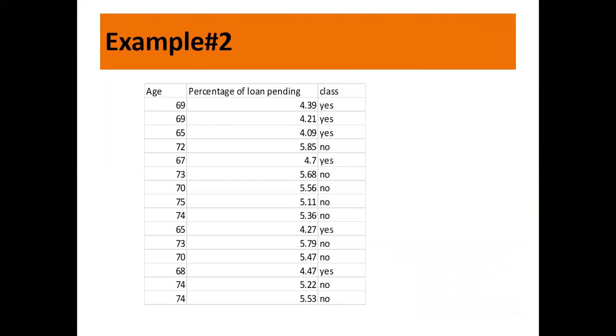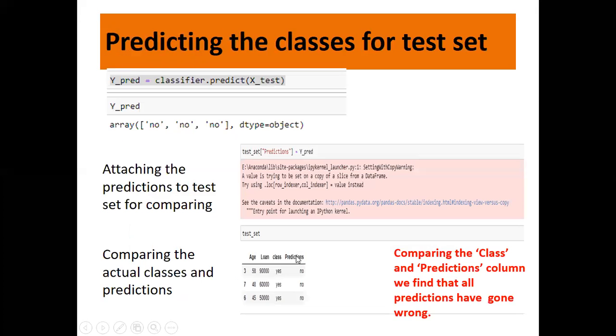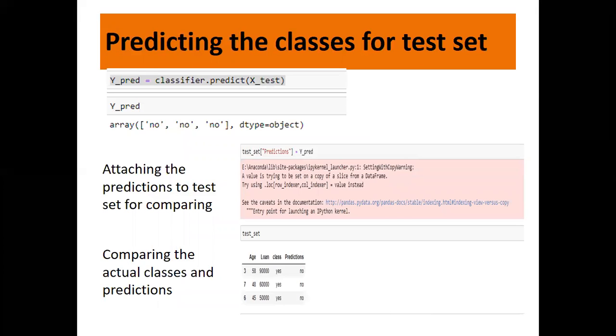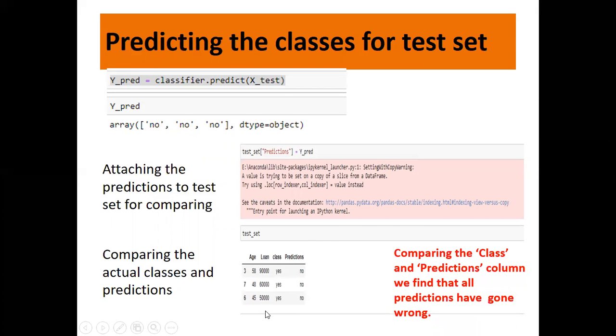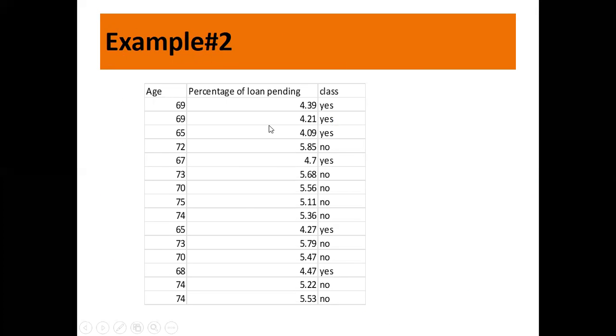Okay, now this is the data set. Again, we have the same type. Here again the age, percentage of loan pending and the class. But the only difference in this data set is that we have taken the percentage of loan pending, and in the previous one we had the actual loan. It was not a percentage, it was the actual amount. But here we have the percentage of loan amount pending, right? Rest everything is the same.